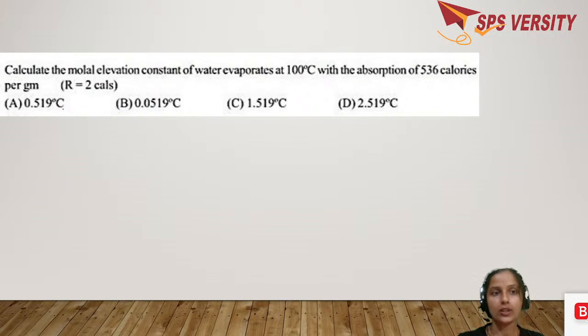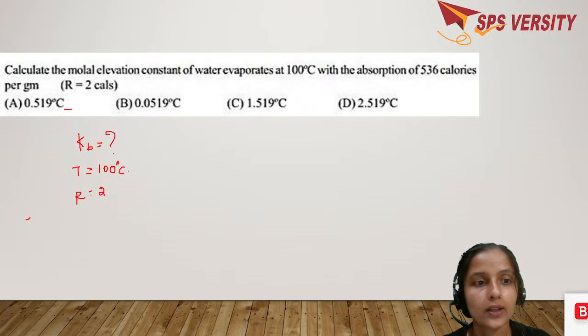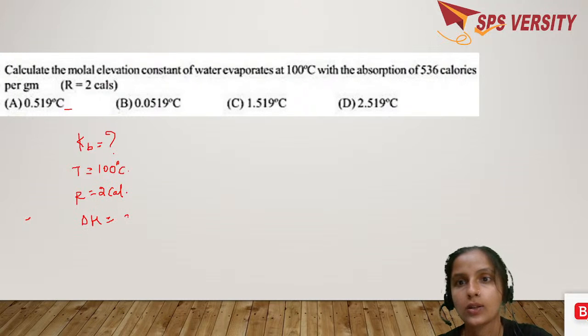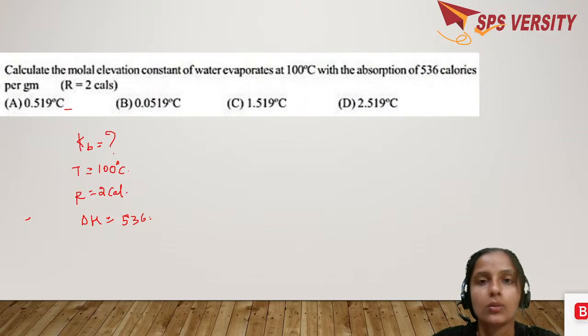Calculate the molar elevation constant. You are supposed to find the molar ebullioscopic constant. Water evaporates, the temperature they have given is 100 degrees Celsius, with the absorption of R, they have given 2 calories, and the absorption of delta H, heat, 536 calories. How are you going to do this? What is the formula you're going to apply?